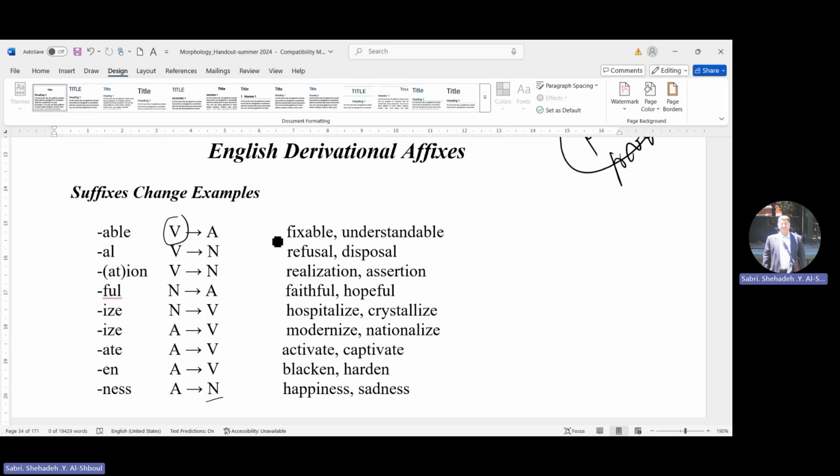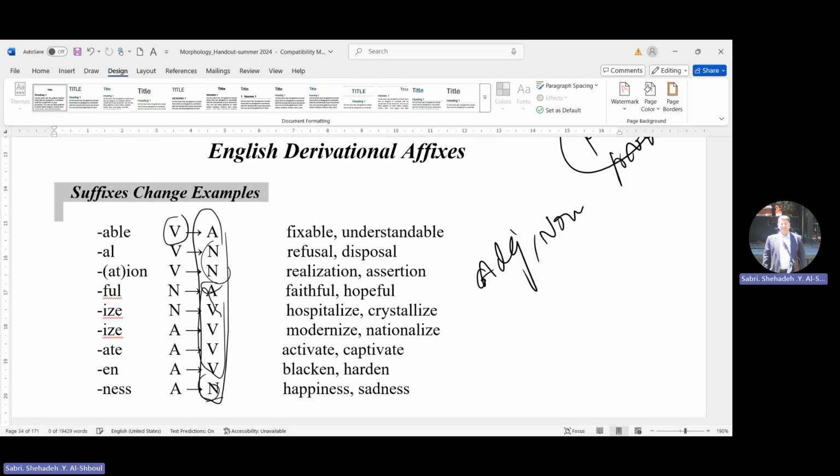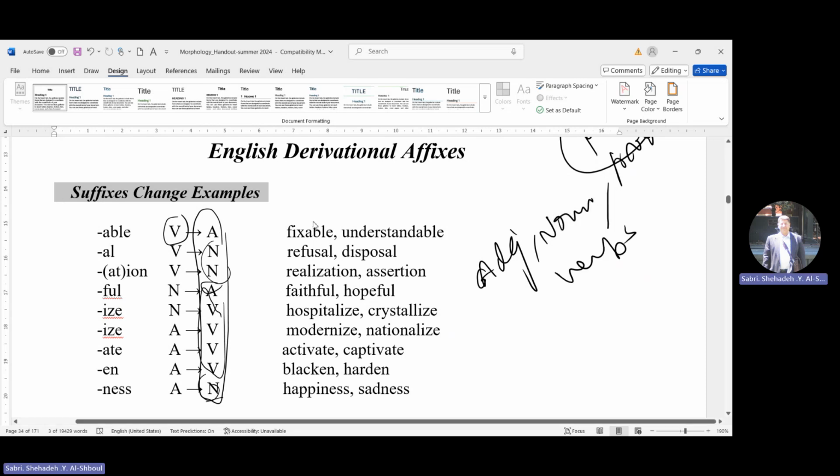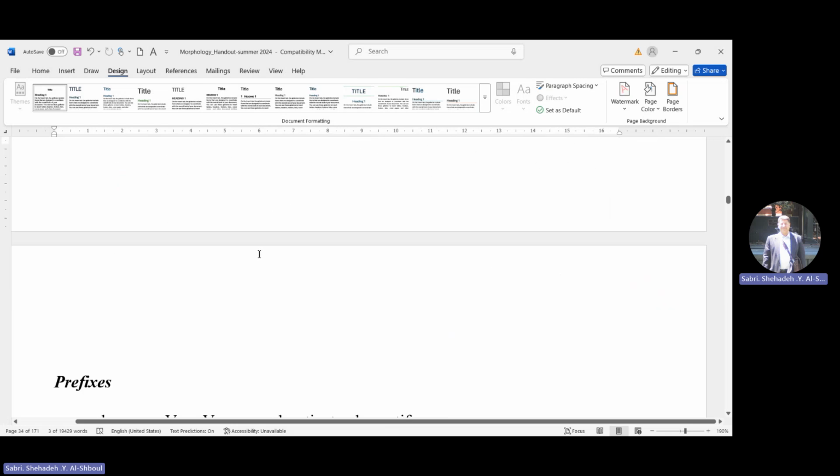If we look at here, we see systematically that most of them are verbs, right? Adjective, two adjectives, and three nouns. So we have adjectives, nouns, and verbs. So these are the recurring outputs for the derivational affixes or suffixes.